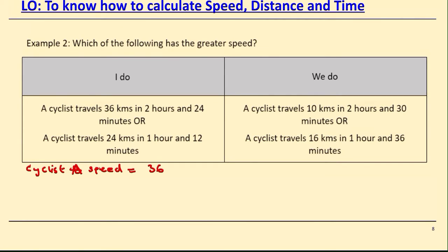So it's going to be 36, which is the distance, over the time taken, which is 2 hours and 24 minutes. You're going to have to convert the 24 minutes into hours, and what you get is 2.4 hours in total. If you're unsure on how to convert minutes into hours, you're going to have to watch the 8.09 video on converting time.